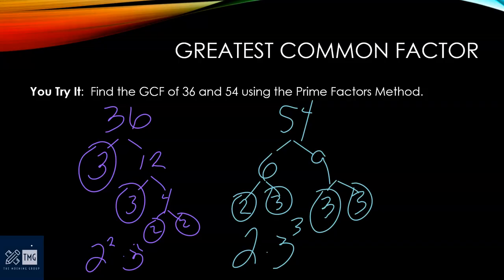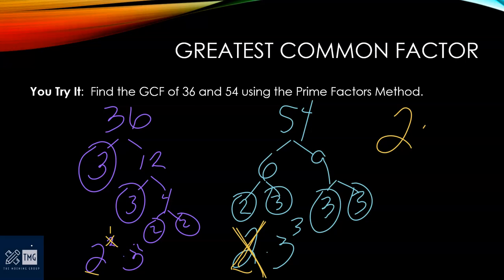So now we have to do a little bit of thinking and say, okay, what is common between them? Well, if we look at the 2s, they both have a 2. I can pull a 2 out of each one. If I pull a 2 out of 54, it's gone. If I pull a 2 out of 36, I'm down to just 2 to the 1st. But there's no longer anything common because we've run all out of 2s.